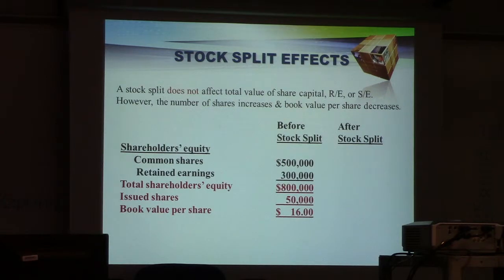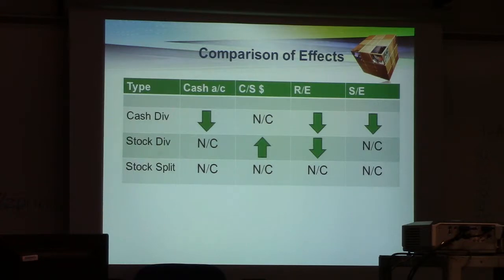shareholders equity section. You can see that the common shares are still $500,000, and retained earnings are still $300,000. It is the issued shares, the number of shares, that has increased. In this case, it has doubled, and so the book value per share has decreased. In this case, it has basically gone down to half. So the next slide actually describes some of the changes, or illustrates some of the effects on certain accounts of those 3 transactions, meaning cash dividends, stock dividends, or stock split.